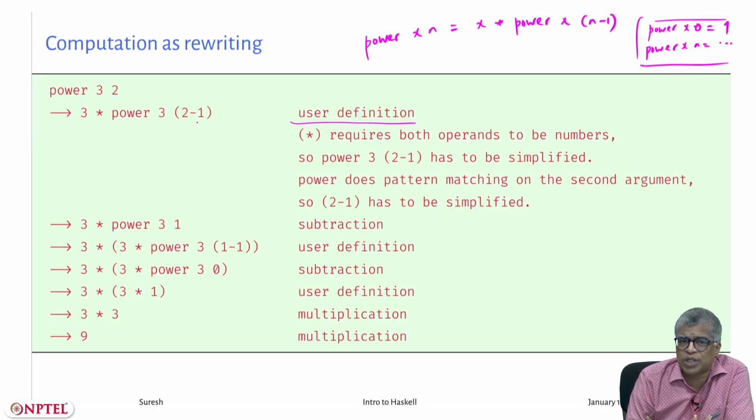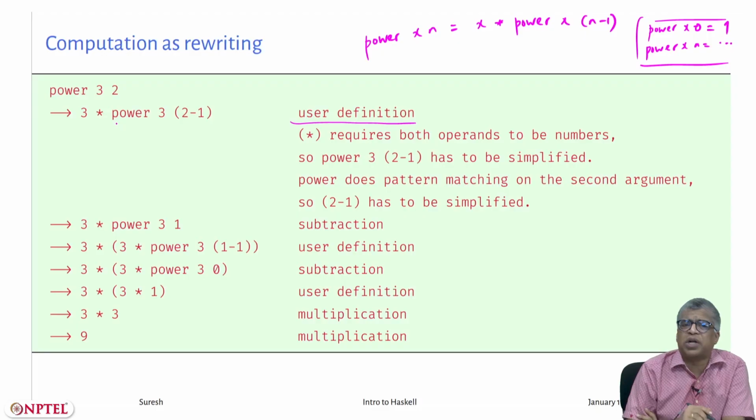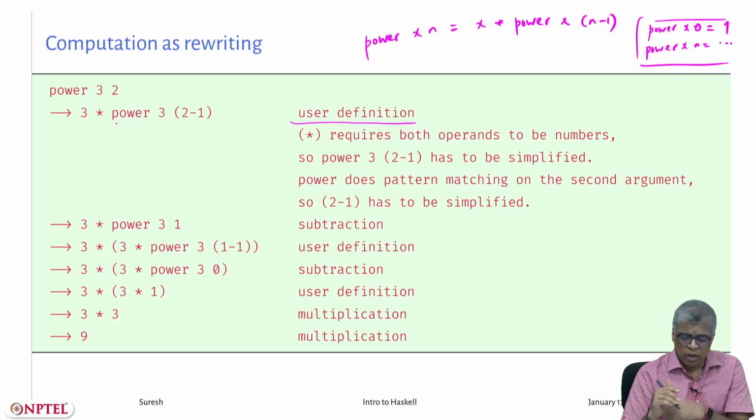Can you do the multiplication at all? Okay, there are various choices. Now, of course, the 2 minus 1 has to be simplified. Let us see how. Star requires both operands to be numbers, right? Star is a built-in operator. It requires both arguments to be numbers and not expressions like power 3, 2 minus 1, etc. So, it has to be simplified first.